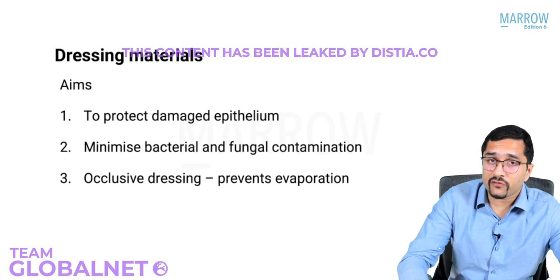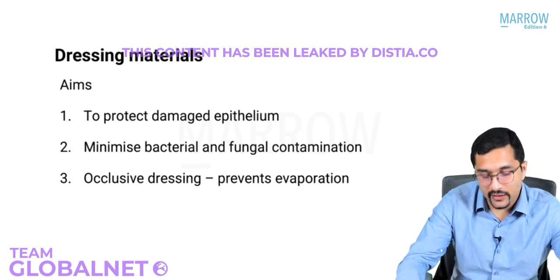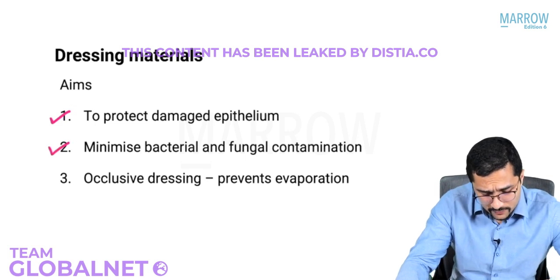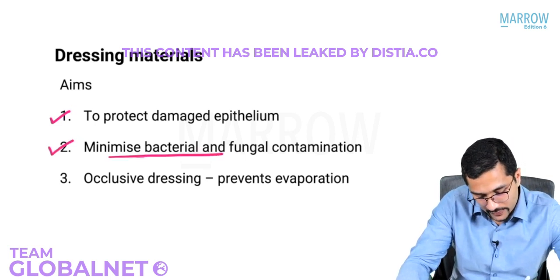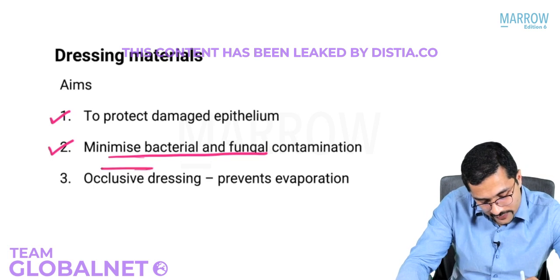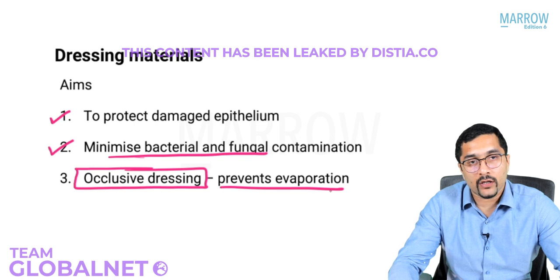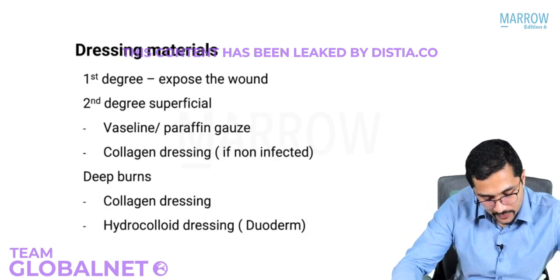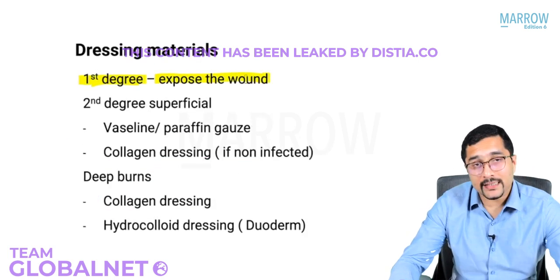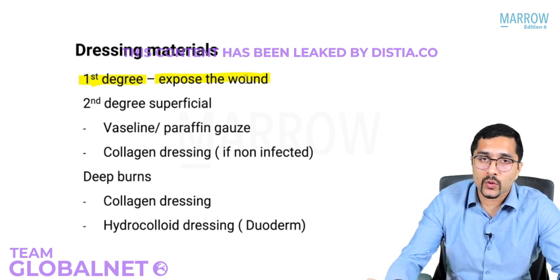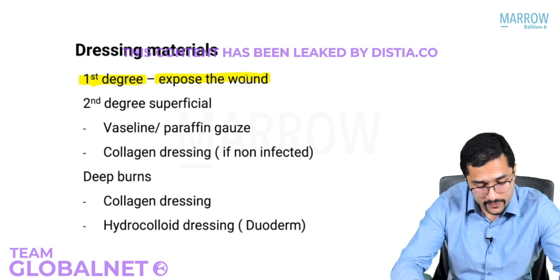Now, the principles of dressings in burns patients, and this is written in the latest Sebastian, are to protect damaged epithelium, to minimize bacterial or fungal contamination, and the dressing should be occlusive so that it prevents evaporation and fluid loss. If you have first degree burns we've already discussed, like sunburns, you don't need to do anything in them. You just need to expose those wounds. Nothing else is required.